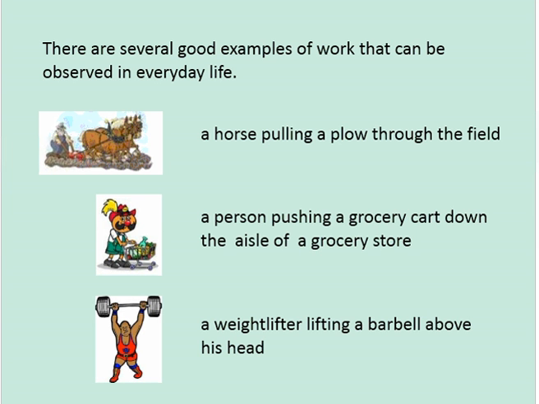If we have a horse pulling a plow through a field, the horse is pulling the plow, so it's exerting a force. The plow is changing its position, being displaced in the field as a result of that force, so you have work being done. If you have a person pushing a grocery cart down the grocery store aisle, you have the person exerting a force, a push. You have the grocery cart changing its position, it's being displaced. It is being displaced because of that force, so you have work being done.